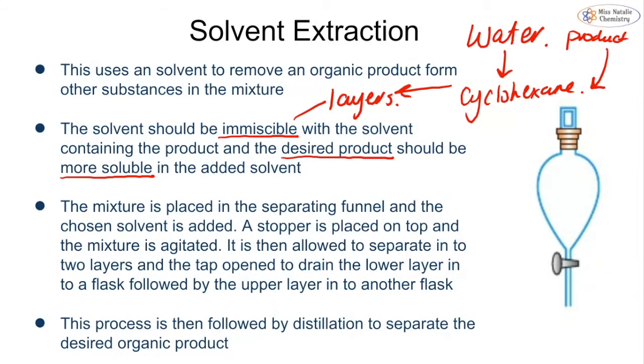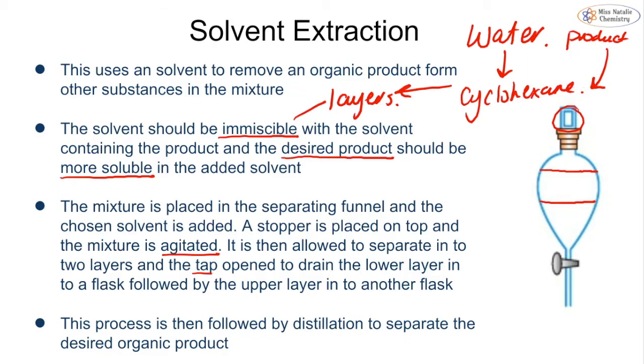So how this works is we put the mixture into the separating funnel, and then we add in our chosen solvent, we put a stopper on top, and then we agitate it or we shake it. That allows the mixture to separate into two layers. So you would see something like that. And depending on the density of the two substances, one would obviously float on top of the other.